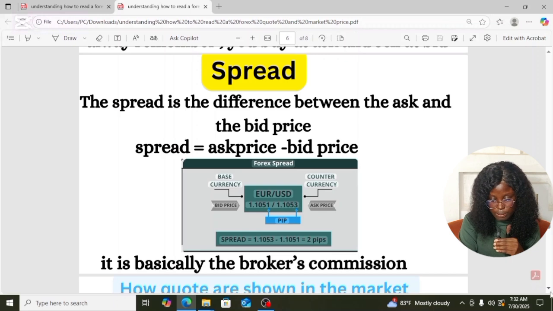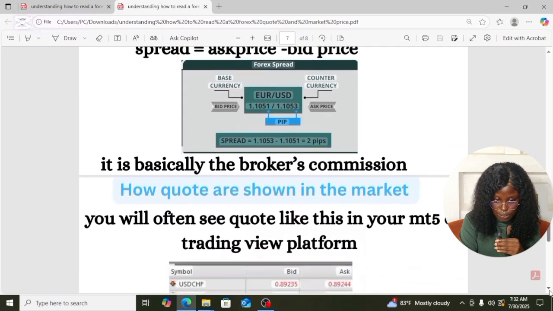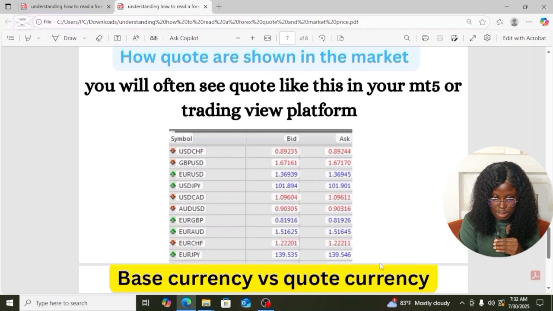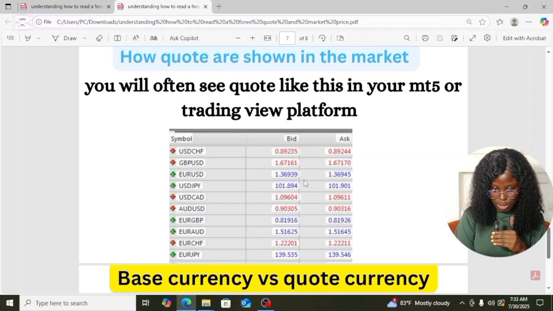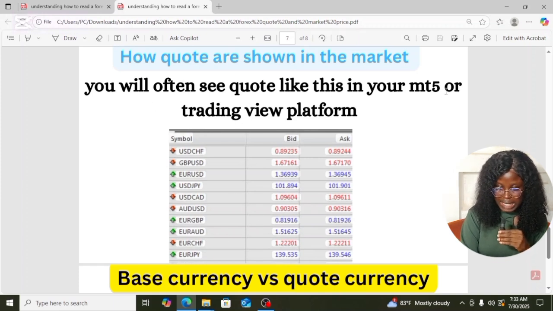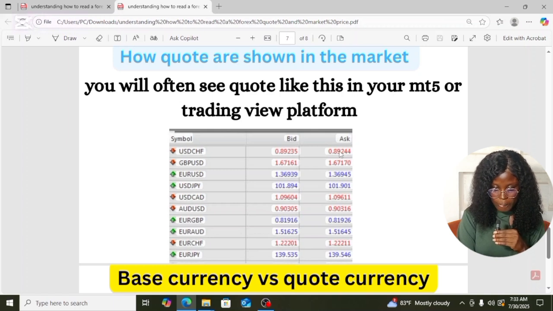So now we've spoken about ask price, bid price, and spread. Let's go to how quotes are shown in the market. This is an example of a Forex quote, with the bid price and the ask price. When we start trading in our subsequent videos, you will always see these things in your trading platform, either your MT5 or TradingView. But let's not rush. Let's take it step by step, because all these beginner guide lessons are very crucial. This is exactly how quotes are always shown, and you often see quotes like this in your MT5 or TradingView platform. Let's not dwell too much on this.